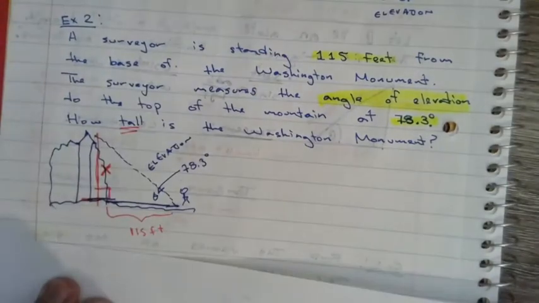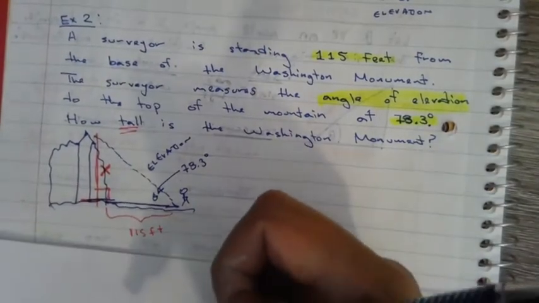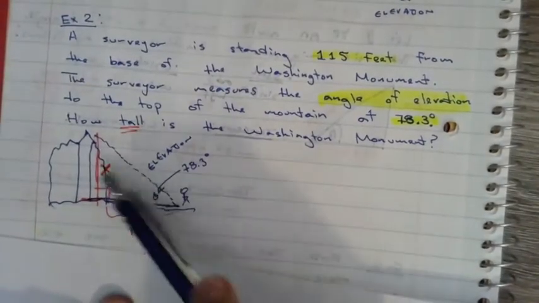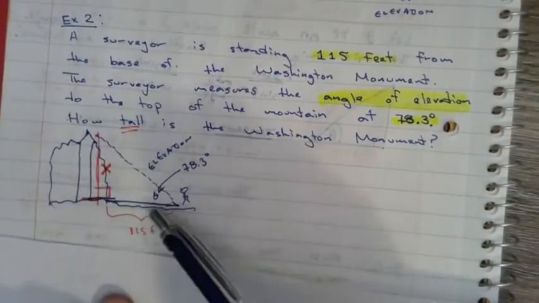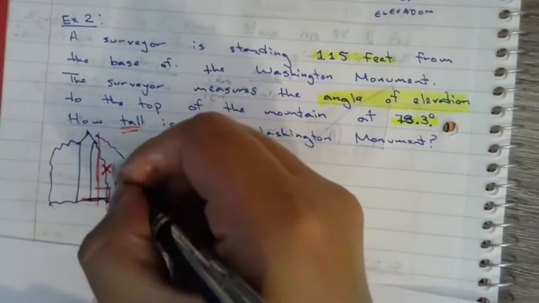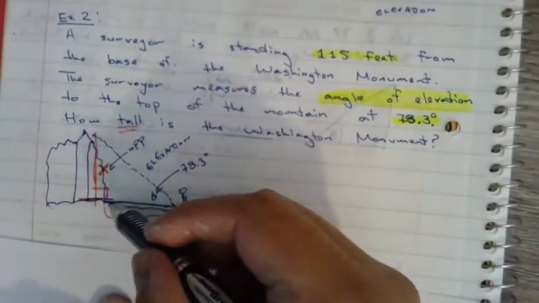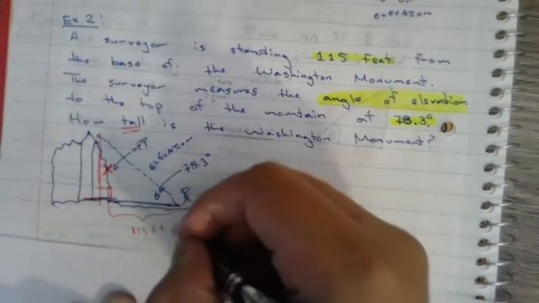Now let's think about our trig ratios. This side right here is right across from the angle, so it is our opposite, and I'm going to abbreviate it as opposite. This side right here is right next to the angle, so this is going to be adjacent.